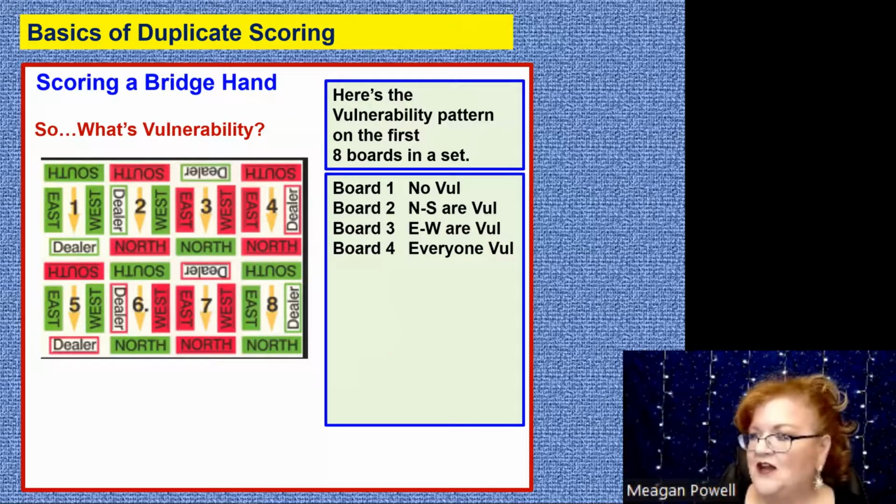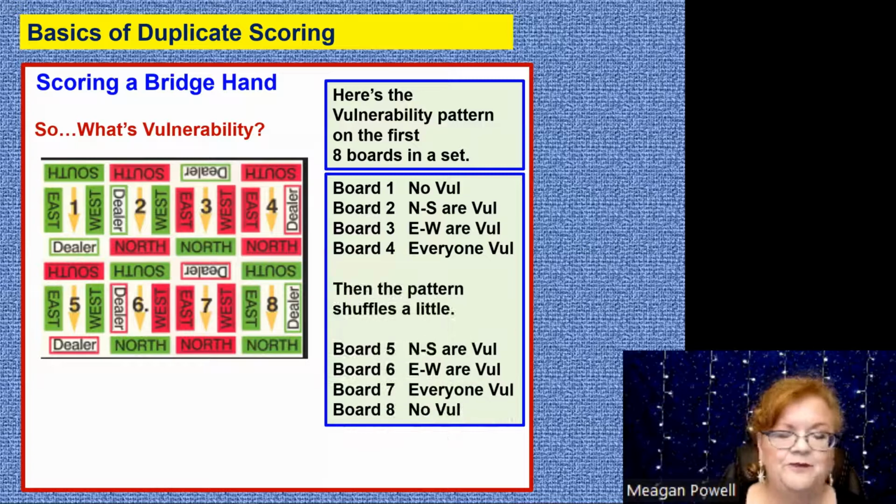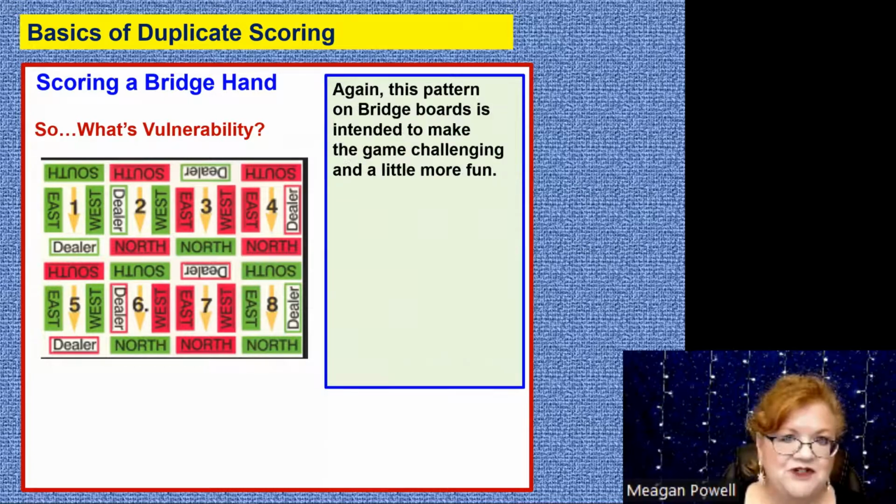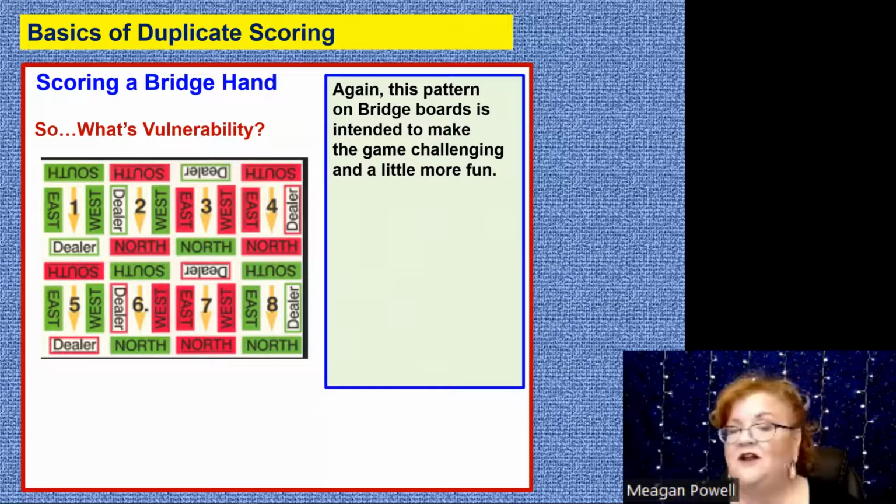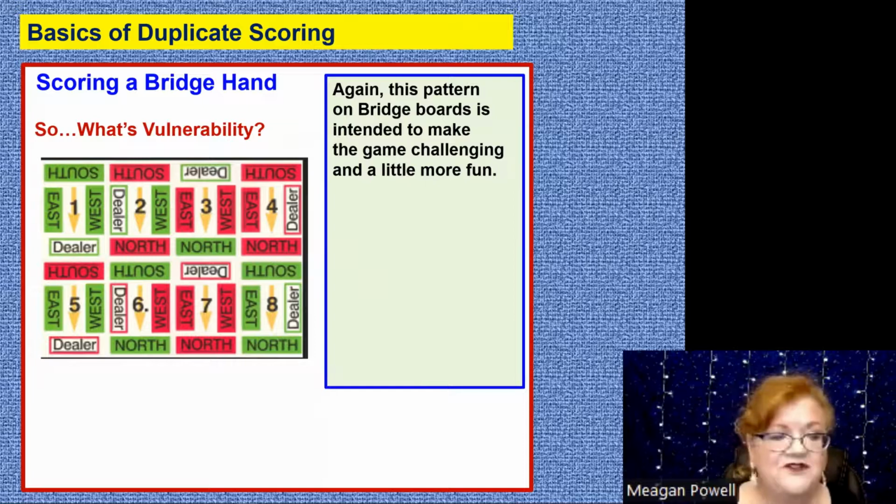Now, people are going to ask me, why do I care about vulnerability? It makes the game interesting. There are no rules about why somebody's vulnerable. It is based strictly on a rotating pattern on a set of 36 boards. That's all it is. You're not vulnerable because today's a Thursday. It is based on the board number and what the pattern of vulnerability is on that particular board number. All right.